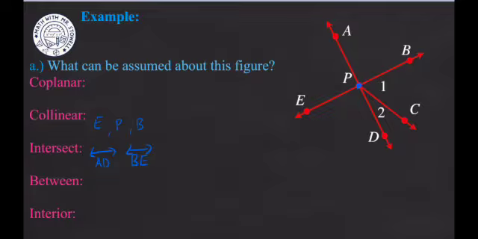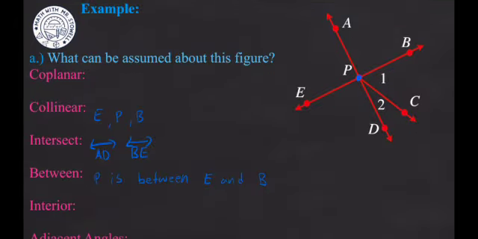Between, we can assume that P is between E and B. We can assume that P is between A and D. Remember, between means that they are opposite rays and they connect at that point. So we can assume that P is between E and B. We could also assume that it's between A and D. Those are things that we can assume because those are straight lines.